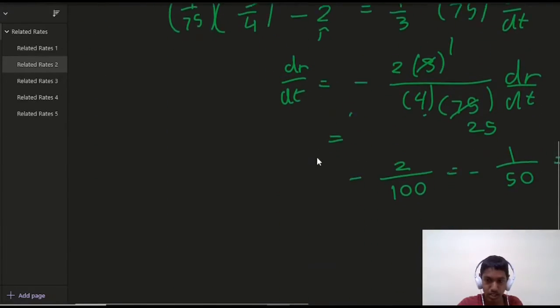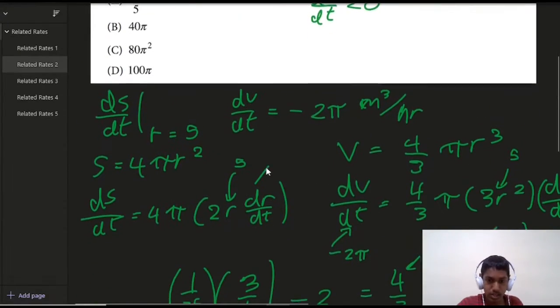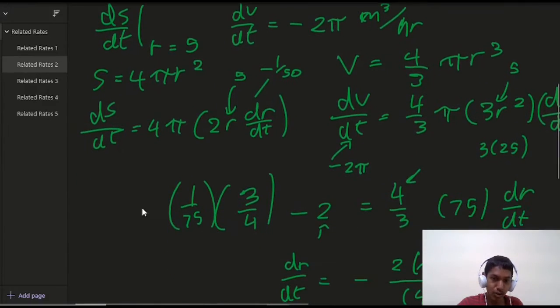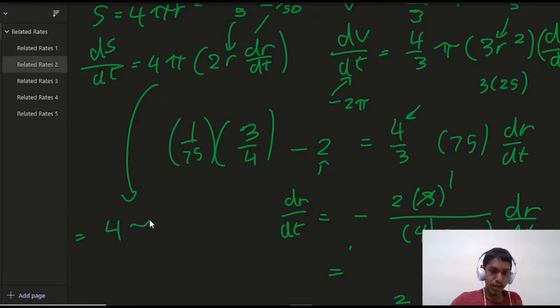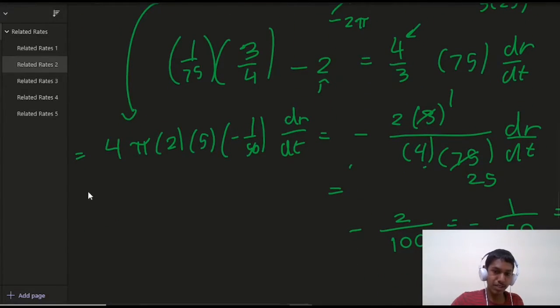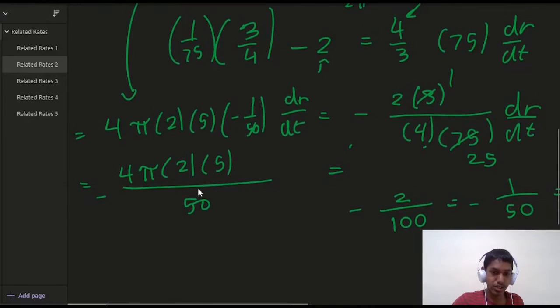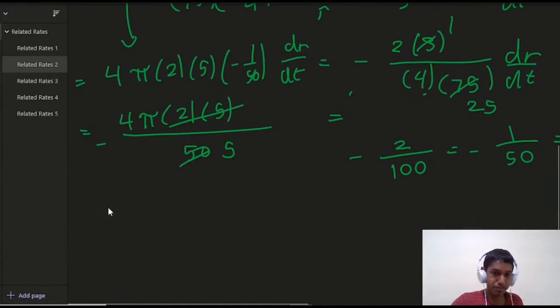So now let's just fill that in. So dr/dt is minus 1/50th. And now all we have to do is just evaluate. So we've got 4 pi, and then the 2, and the r is 5, and dr/dt is minus 1/50th. And now we've just got to simplify this mess of an expression. So I'm going to rewrite this as one big fraction so that we can simplify a little easier. So dividing by 10 gives 5, and you get minus 4 pi over 5.